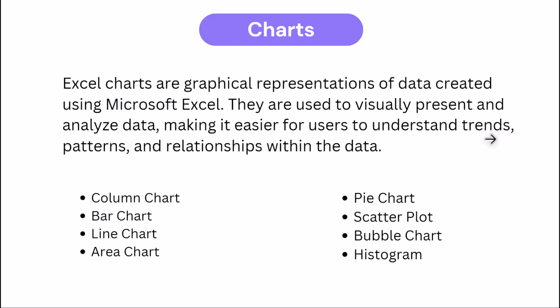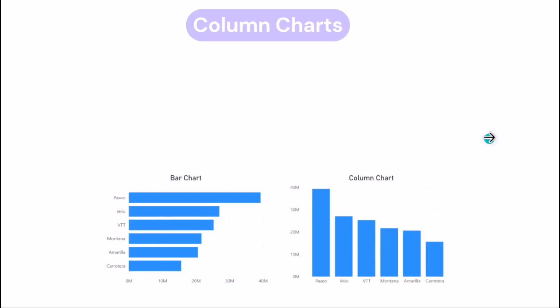So we have the different types of charts in Excel. We have column charts, bar charts, line charts, area charts, pie charts, scatter plots, and then bubble charts and histograms. We have a whole lot of them, so we are not going to be looking at all of these charts. You can always read them up later. So let's quickly check the column chart.